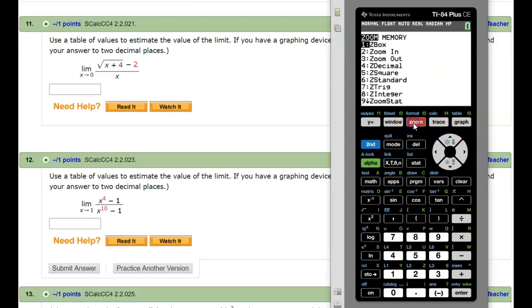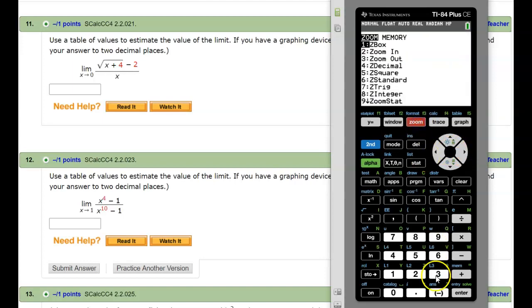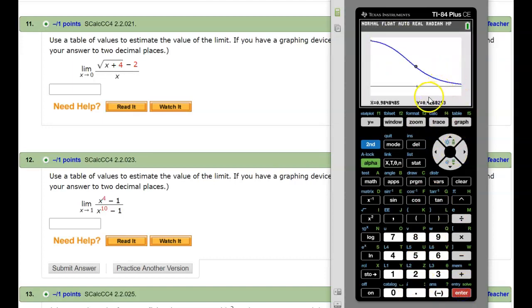We could zoom in again. Zoom in 2 at 1 would be good. See if that helps us any. So if we trace over, first I need to trace, and then I hit the left and right. So at x equals 1, looks like 0.4 and 0.37. If we zoom in again, zoom in 2, hit trace again, I'm looking at x equals 1, 1 and 0.9. So I could kind of get to see that the limit was 0.4 there.